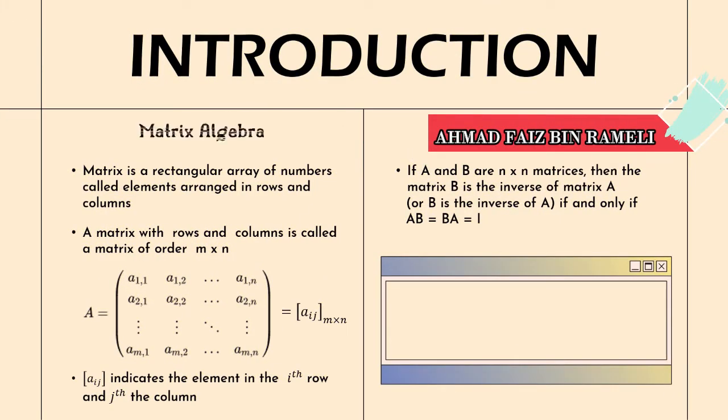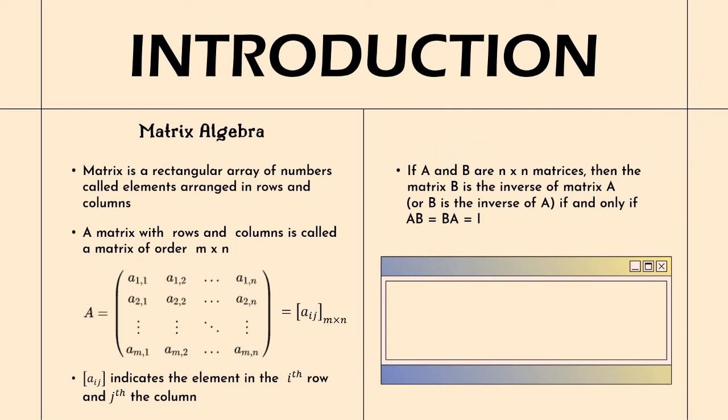Introduction. Matrix Algebra. A matrix is a rectangular array of numbers called elements arranged in rows and columns. A matrix with m rows and n columns is called a matrix of order m times n. Aij indicates the element in the ith row and jth column.